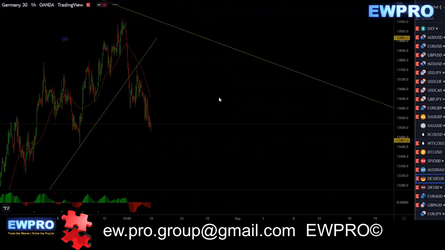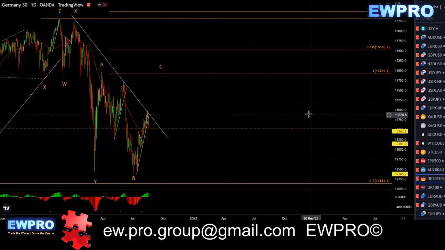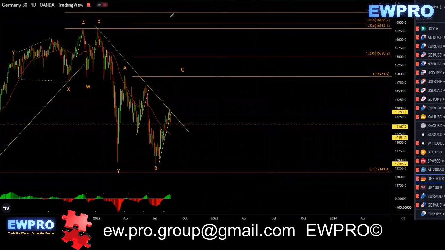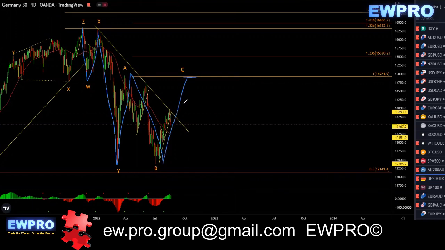DAX on the daily. So nothing's changed on the daily. We're looking at WXY, then an A, B. We're looking for this C up to this 100 fib, and then more downside.